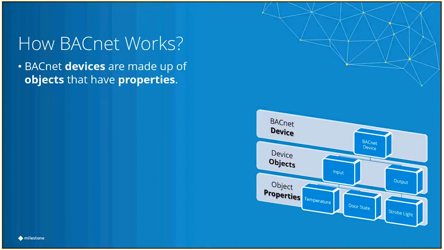This is kind of an abstract idea, but if you look at the infograph on the right-hand side, it works a lot like a hardware device works inside of Milestone. We have a device in the system. That device can have multiple components, which are basically objects, inputs and outputs in this case. And those objects can have different properties associated with them. So we could have a temperature or a door state, or an output could go to a strobe light or some other kind of indicator.